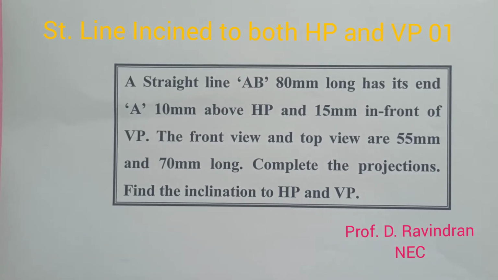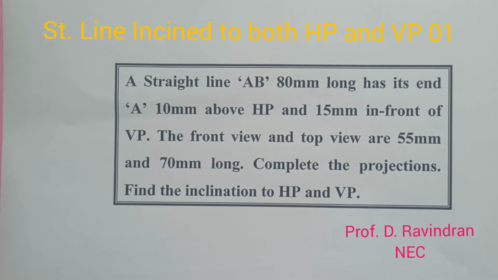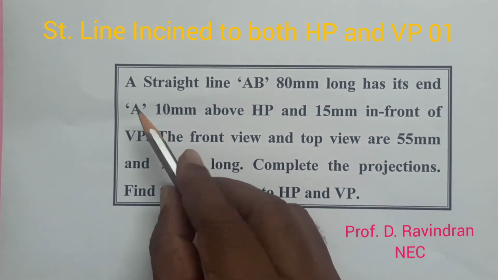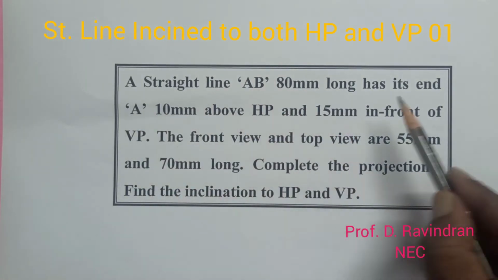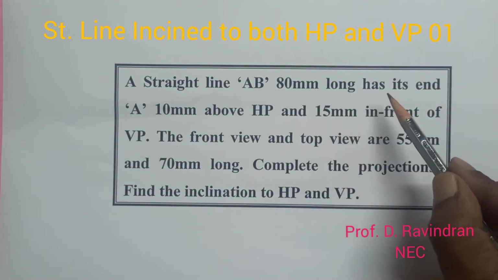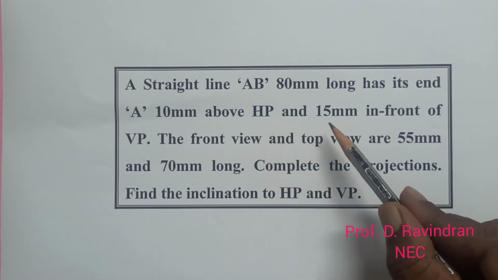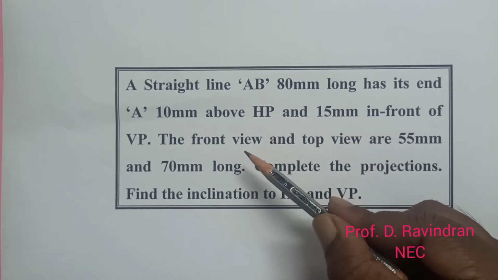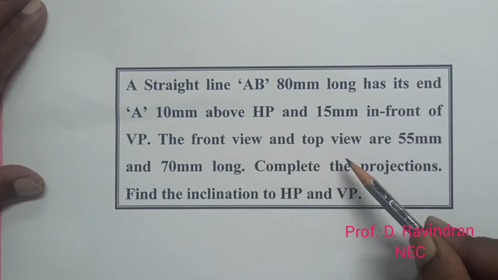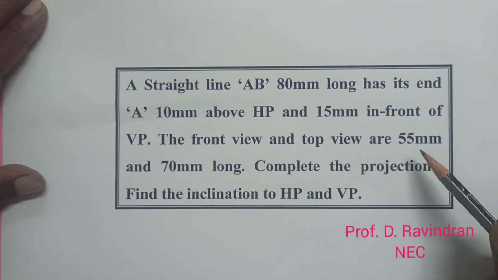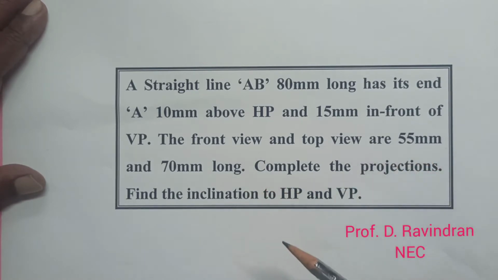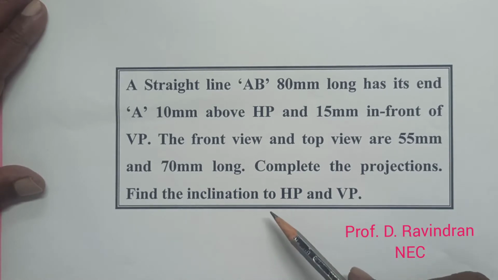Consider a straight line problem which is inclined to both HP as well as VP. First of all, let us read out the problem. A straight line AB 80 mm long has its end A 10 mm above HP and 15 mm in front of VP. The front view and top views are 55 mm and 70 mm long respectively. Complete the projections and find the inclination to HP as well as VP.